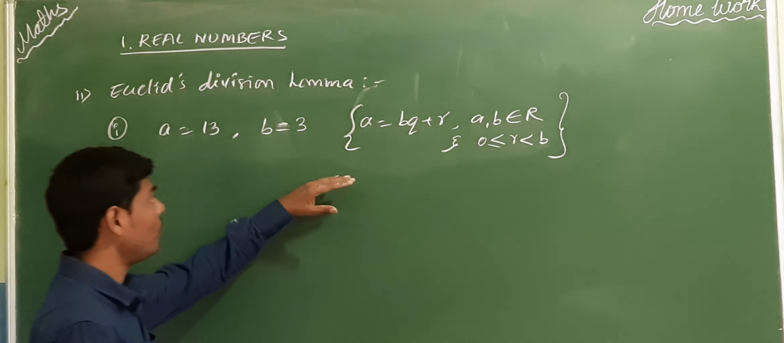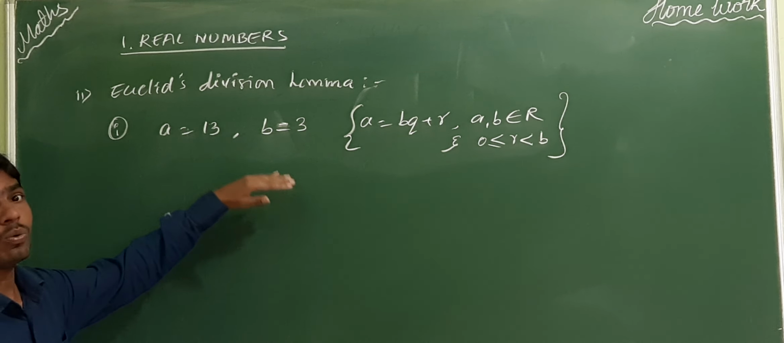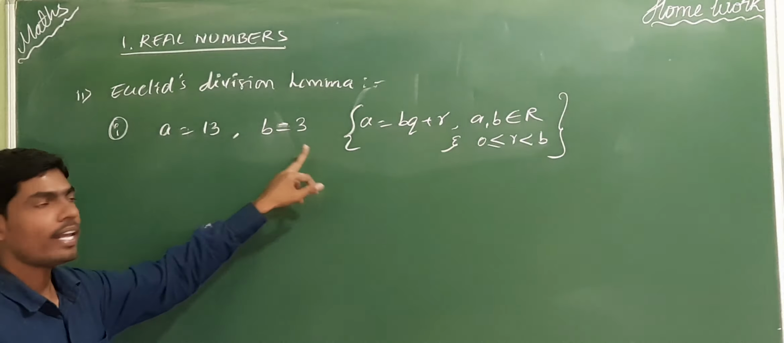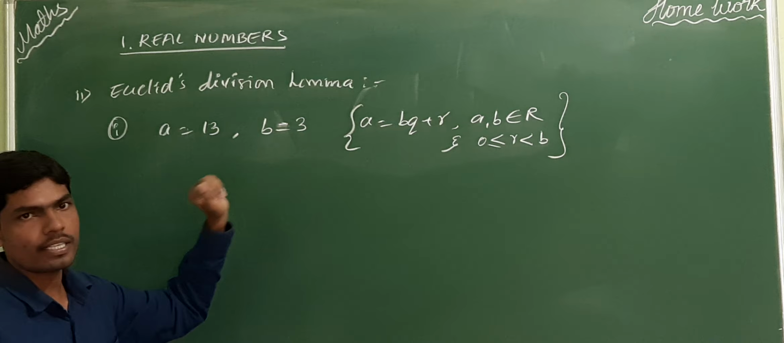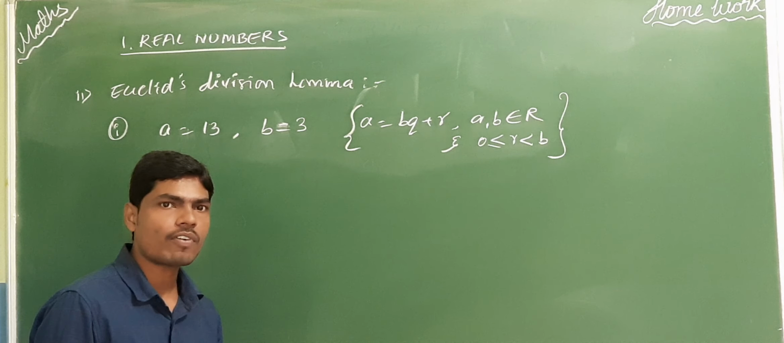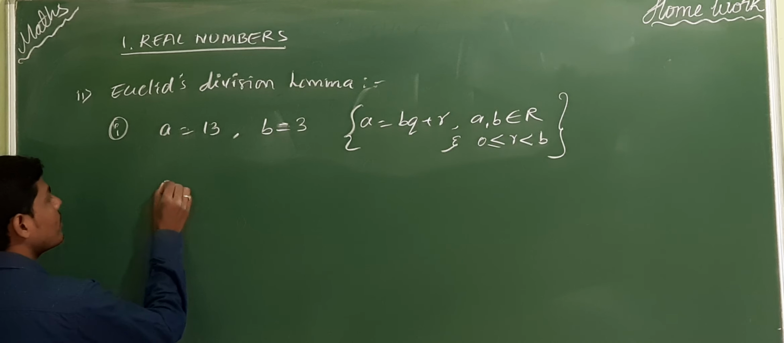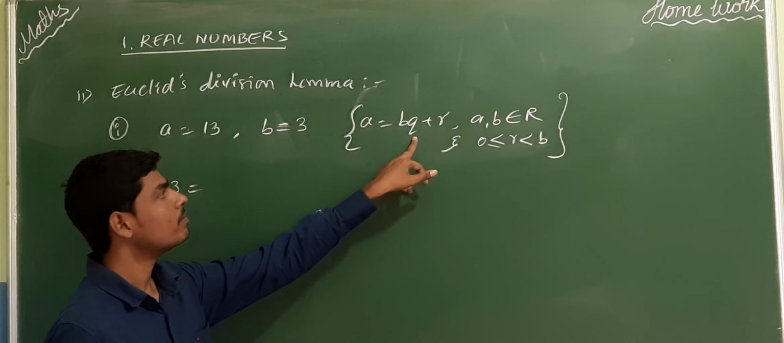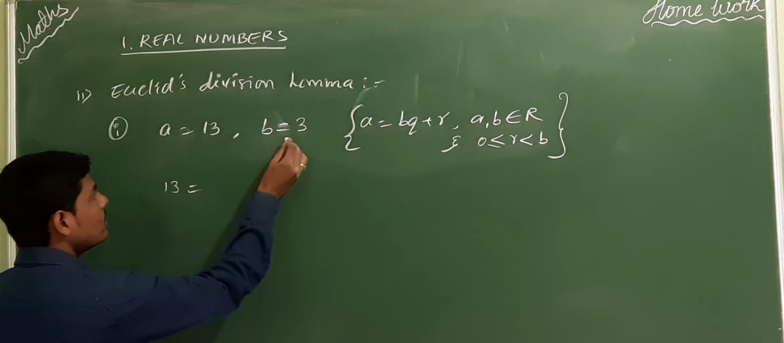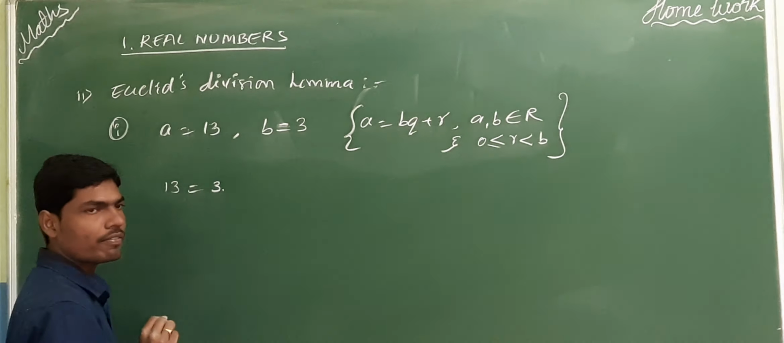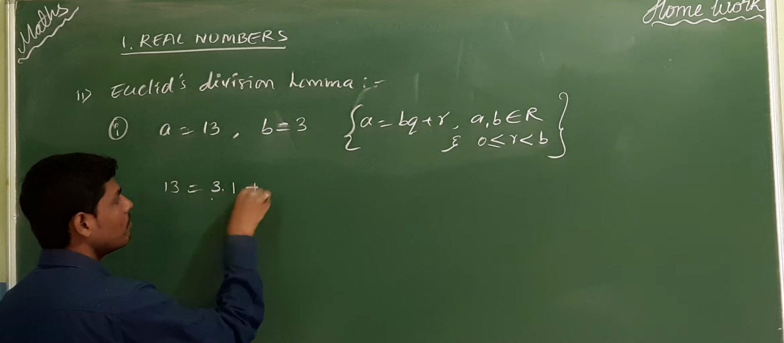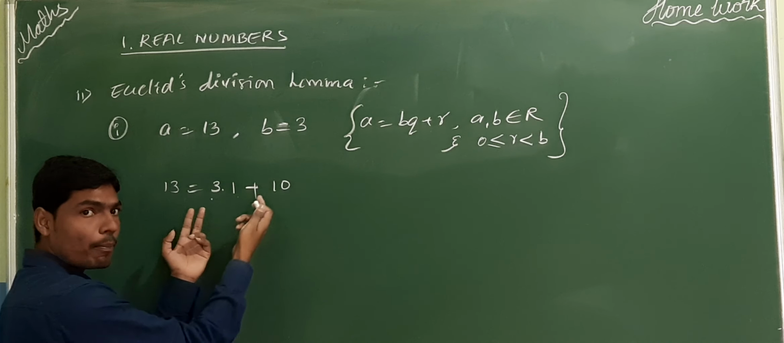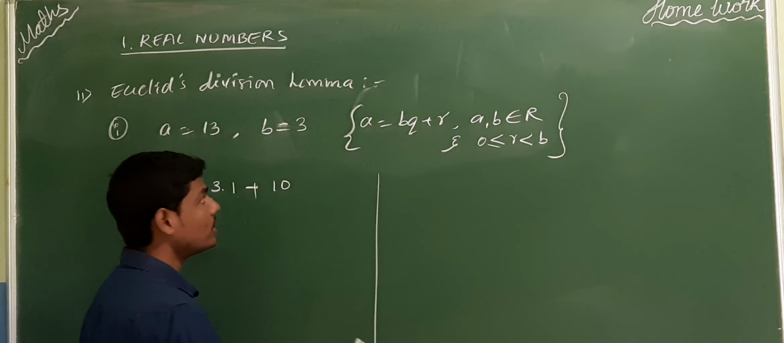Okay, my dears. Now we take one example problem, how to apply Euclid division lemma for these values. A is equal to 13, B is equal to 3, where A is a dividend, B is a divisor. We'll go stepwise. That is 13 is equal to, that means dividend is equal to divisor into quotient plus remainder. That is 3 into, first start with 1. 3 ones are 3 plus how much is left? 10.